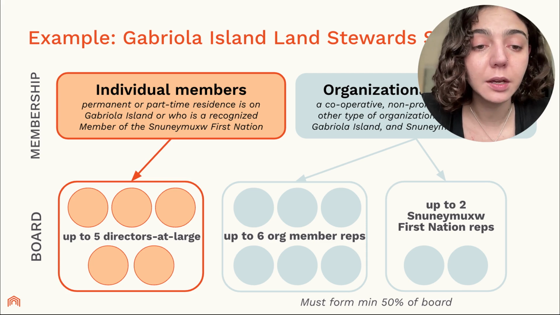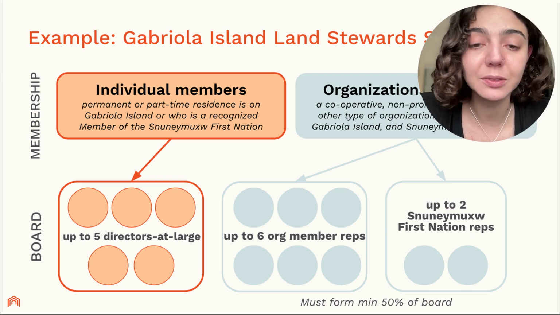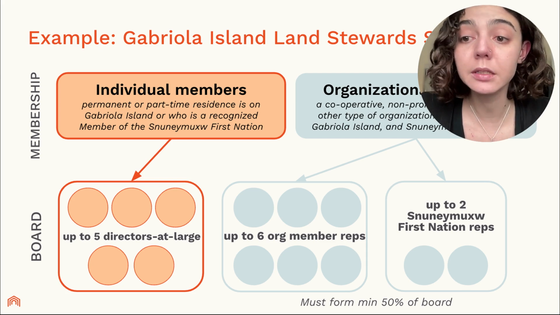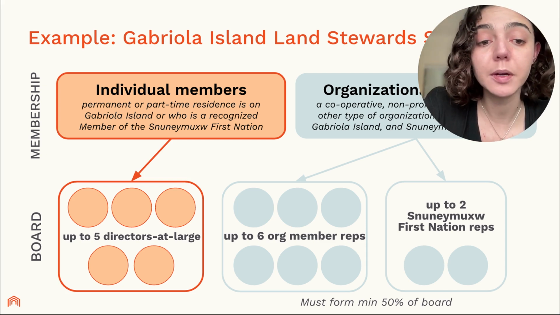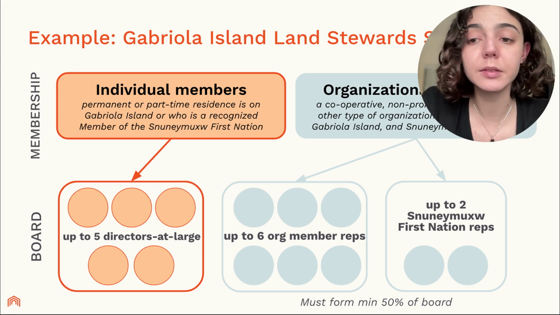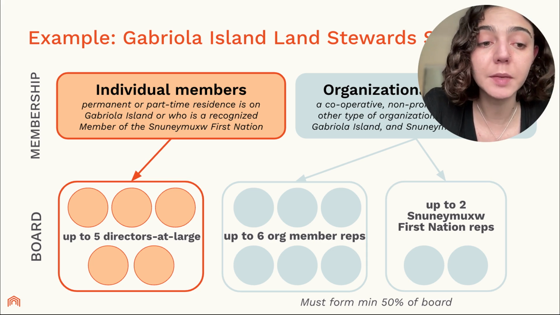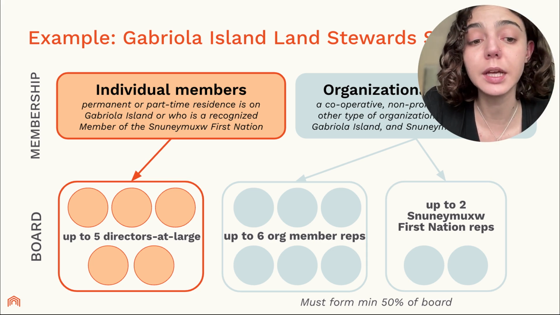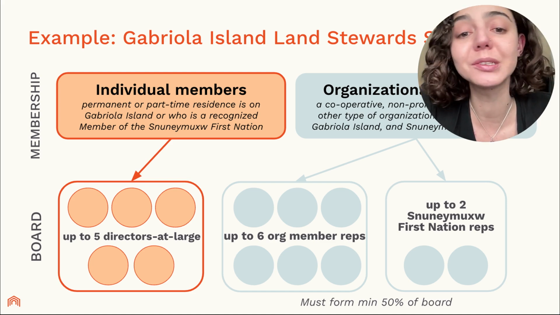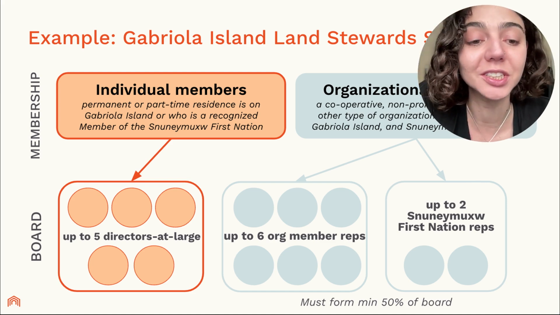They're on a small island near Victoria in BC. They have two categories of membership. So first, individual members who need to be permanent or part-time residents of the island. It was necessary for them to make this broader because many people have strong connections to the island but only live there part-time. And also the permanent population is so small. So it's a practical decision there.